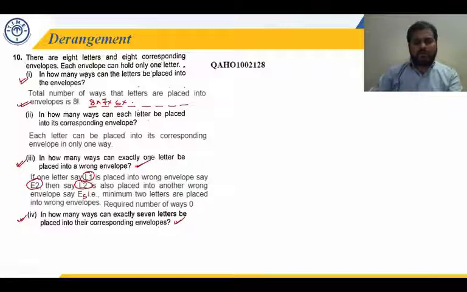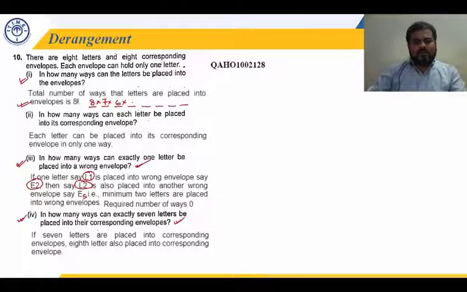Or you can simply say it like this: if 7 letters are placed into the corresponding correct envelopes, then the 8th letter will automatically get into the correct envelope only, right? If 7 letters are getting into correct envelopes, then the 8th one has to get into the correct envelope. So you can't place only 7 into the correct ones. So again, the required number of ways is 0. There is no way.